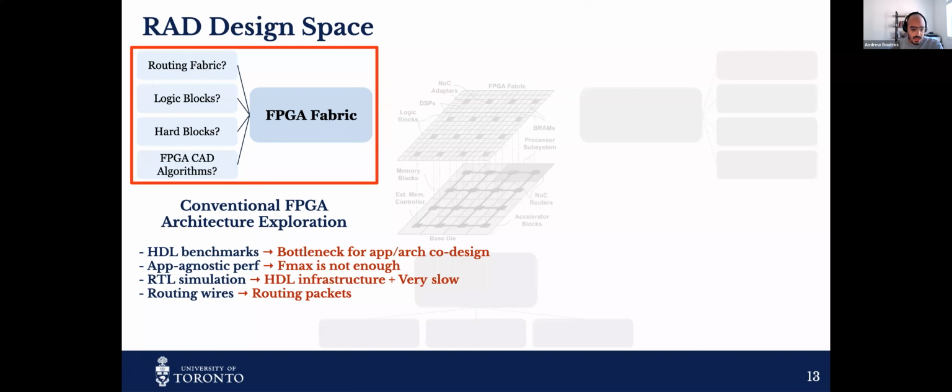And in the context of a RAD, the Fmax of the FPGA or the circuit implemented on the FPGA is not enough. We need to look at the bigger picture of how all those system components interact together to get an application-specific performance metric.